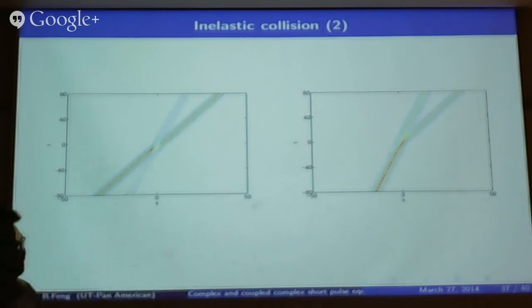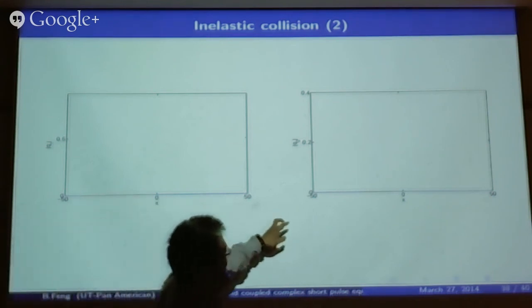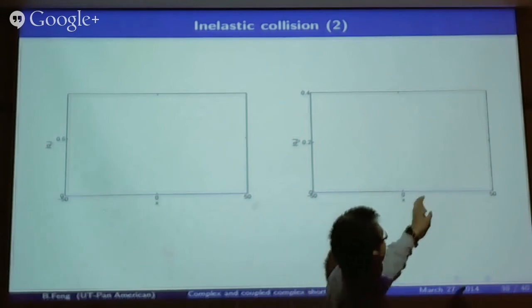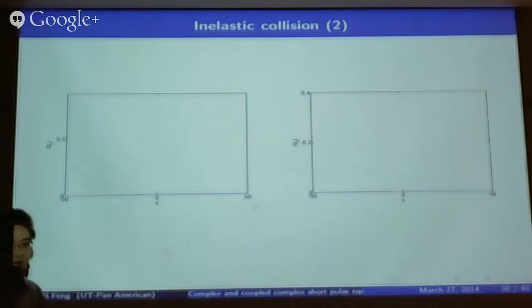Here is the profile before and after the collision. We can see it clearly. Here we have one soliton in Q2, and after the collision you see two solitons with almost the same amplitude appear.